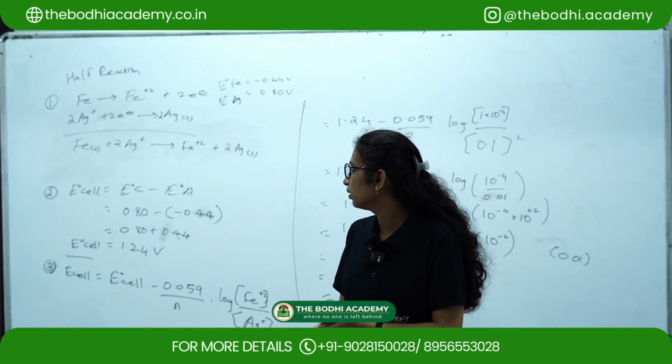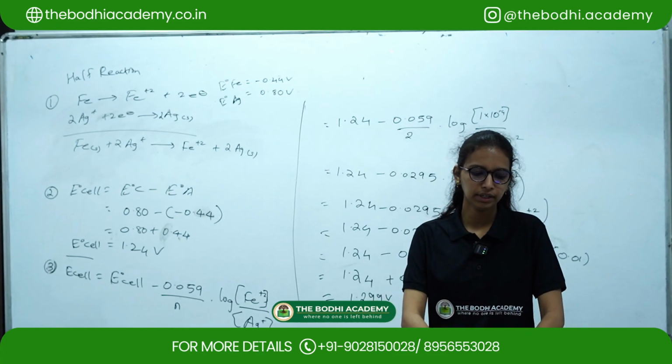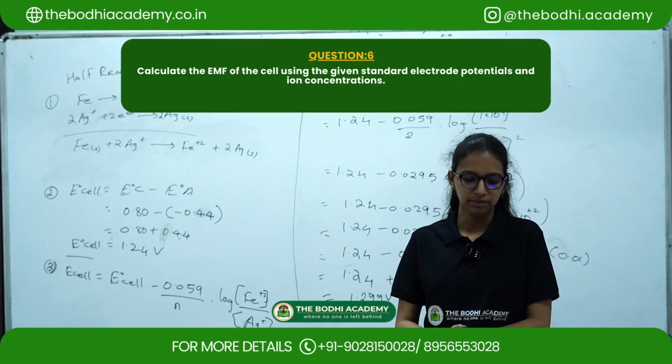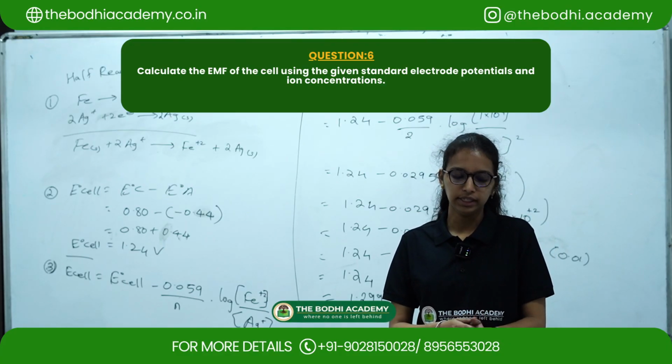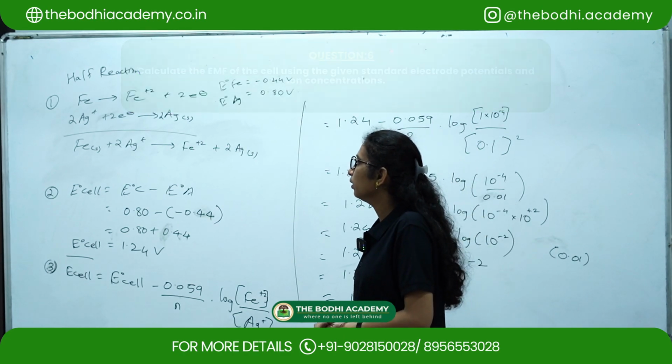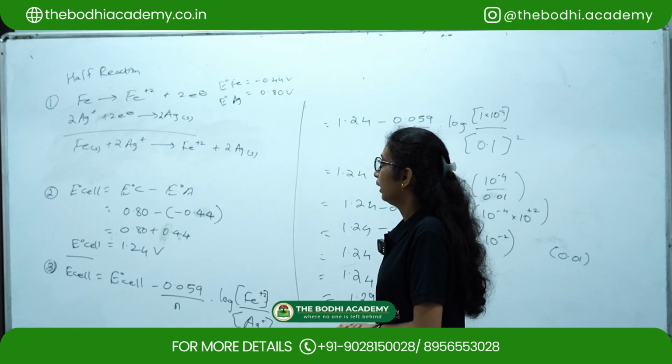Let's go with the next question. They have asked us to calculate the EMF of the cell, given cell, and the E0 of cathode and anode is given. We just have to calculate the EMF of the cell.